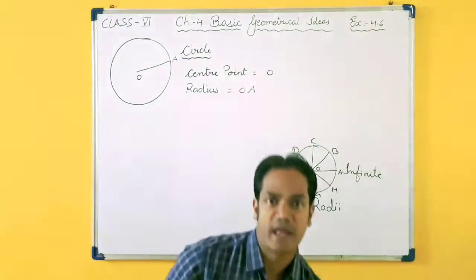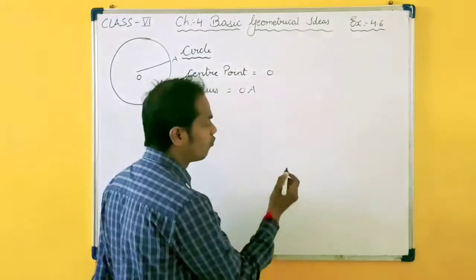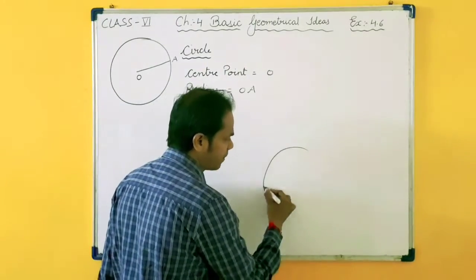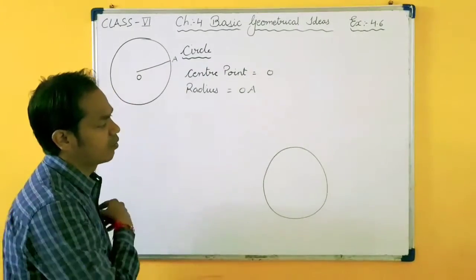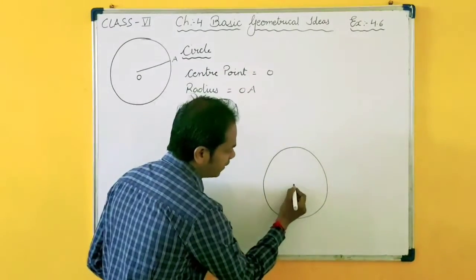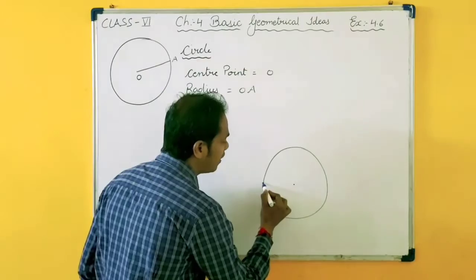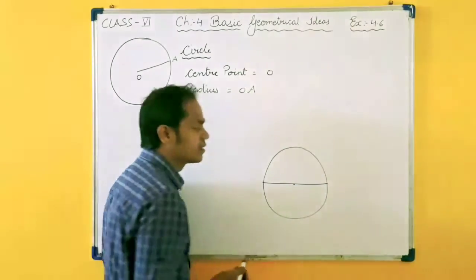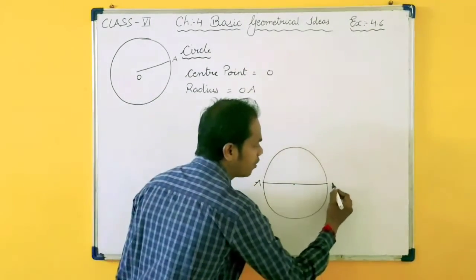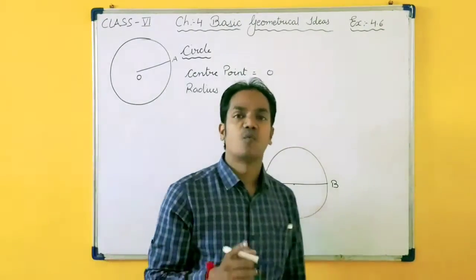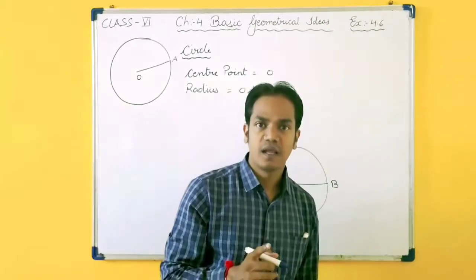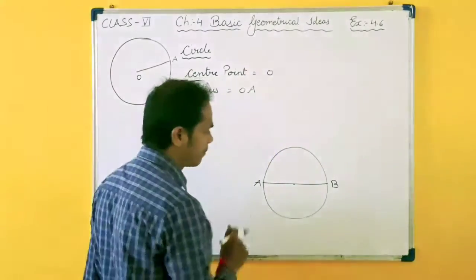Next we will come to diameter. Now I will explain you what is diameter. Suppose I am making one circle. This is my circle, and this is my center point. A line which divides the circle into two equal parts is called diameter.